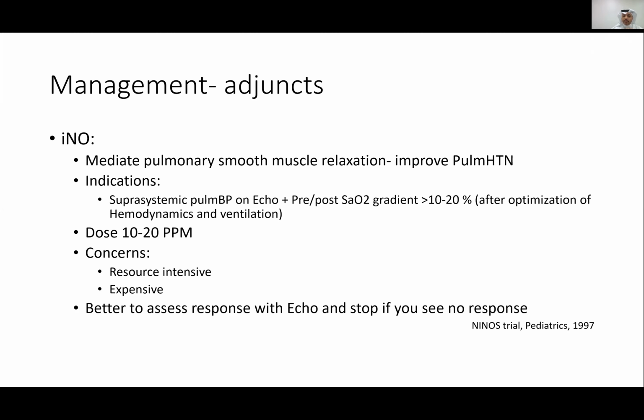So what is the recommendation with regard to the use of INO is it is better to assess its response with echo. So let's say somebody was struggling with pulmonary hypertension, you put the INO on, and then you assess after a few hours with echo if there is improvement. If there's improvement, you continue. If there's no improvement, then you stop, okay? Just because it's a very expensive drug. The other problem with INO is that you can't take it to the operating room because it cannot be connected through the anesthesia machines. It has to be separate. So you can't actually do it in the OR.